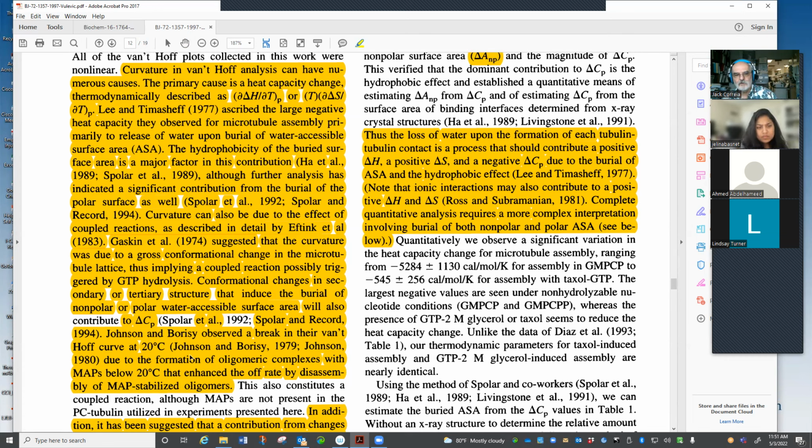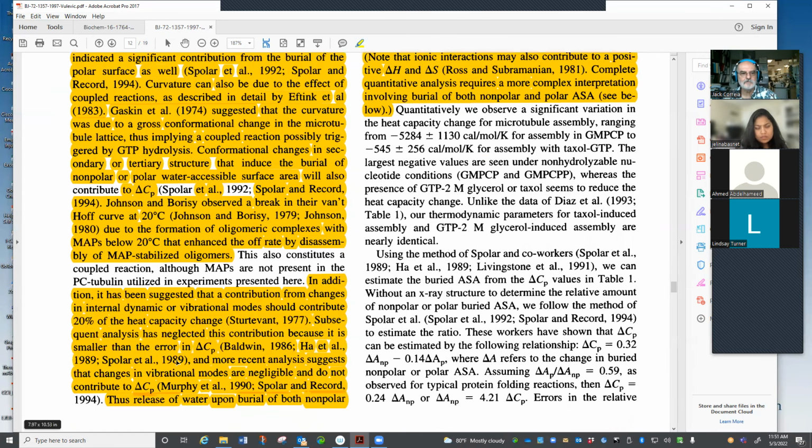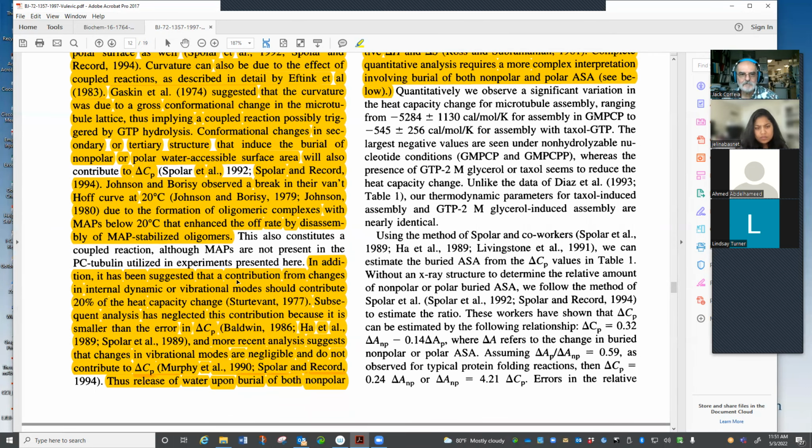Okay, so different phenomena above and below 20 degrees. In addition, it has been suggested there is a contribution due to changes in internal dynamics, or what are called vibrational modes. This was a paper by Julian Sturtevant, 1977. All that really means is that proteins fluctuate. And does that fluctuation change when they're monomers versus polymers? And does that show up in the general thermodynamics, yes or no? There's a lot of work done on that in the enzyme field, trying to understand enzyme mechanism, okay?